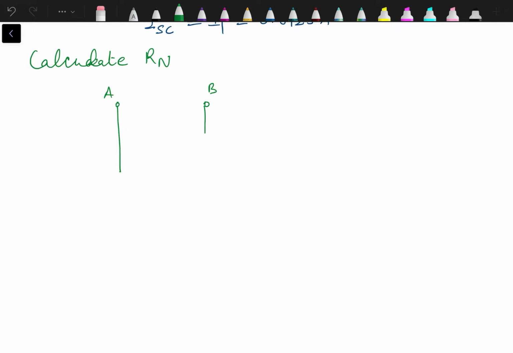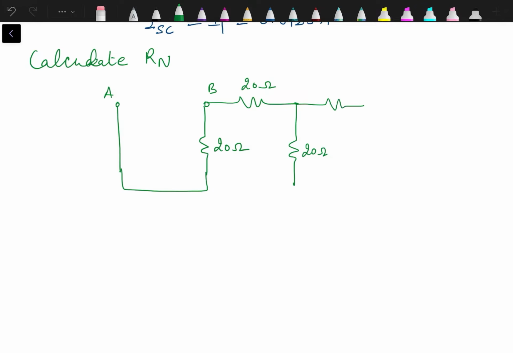Short circuit, then here we have 20 ohm resistance, then 20 ohm, again 20 ohm, 30 ohm, and the 100 volt source replaced by short circuit. And we need to calculate Rn over here.